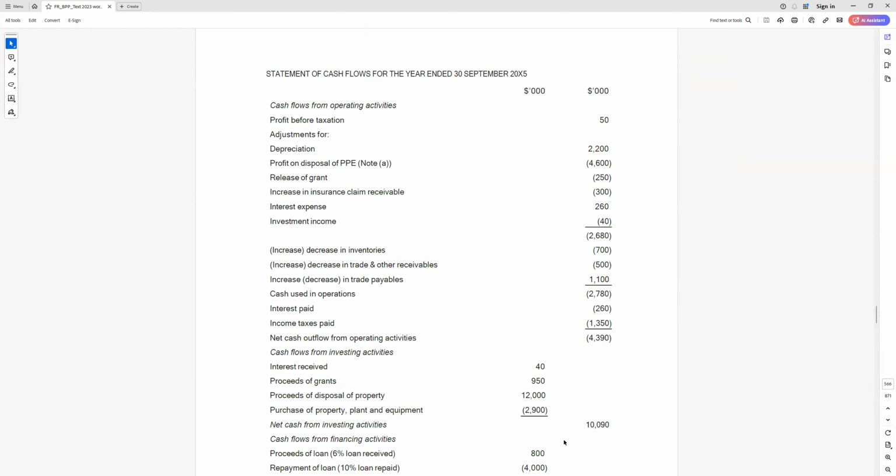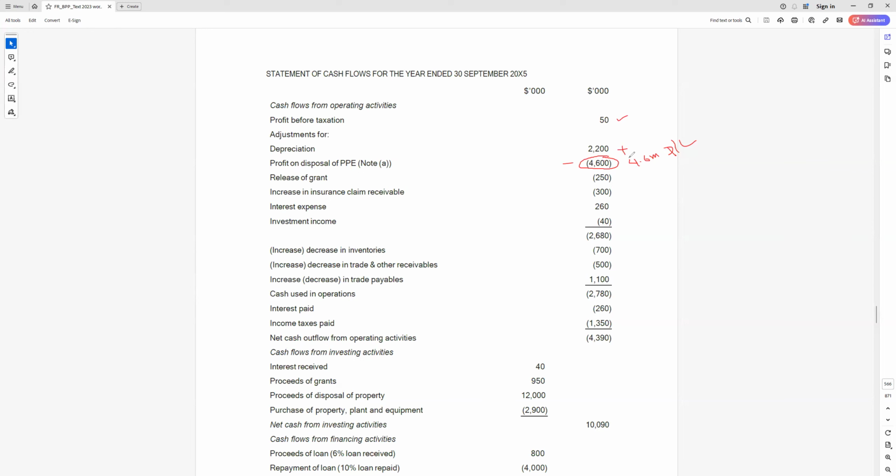And then we can see the disposal of PPE. So it's very important to remember that. The profit was good because this profit was added. So almost 4.6 million was added on the P&L account, and that's why the profit looks very good on the profit and loss account. But on the cash flow, we're going to take it out because this profit does not belong to the operating activities.